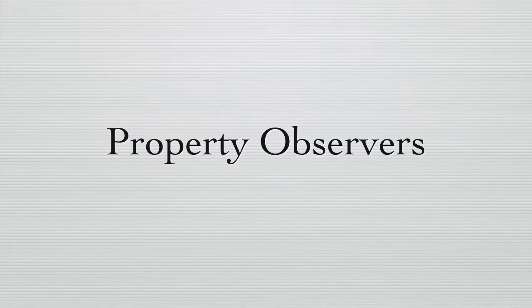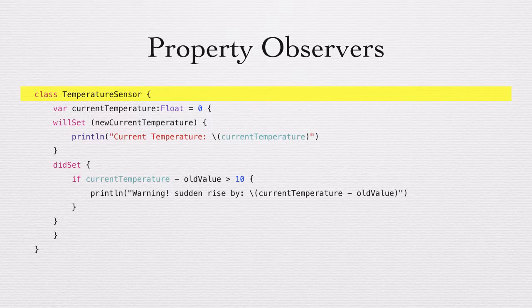I shall now describe property observers. When a property value changes, the runtime calls two methods, willSet and didSet. I will illustrate the use of these methods with an example. Consider the definition of the TemperatureSensor class shown here. We declare a variable called currentTemperature to hold the currently measured temperature.